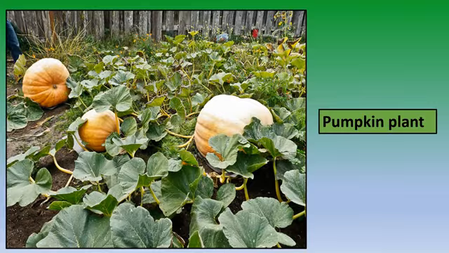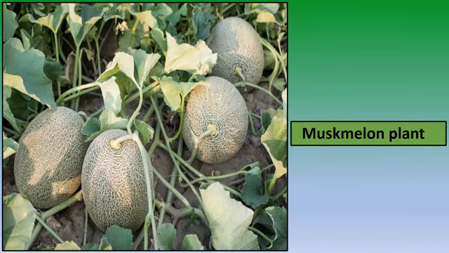The pumpkin plant is also a creeper as it grows along the ground. Muskmelon plant. So children, creepers have a very weak stem. They cannot stand straight, nor can they carry the weight of their fruit. So that's why they grow along the ground. Now let's learn about climbers.